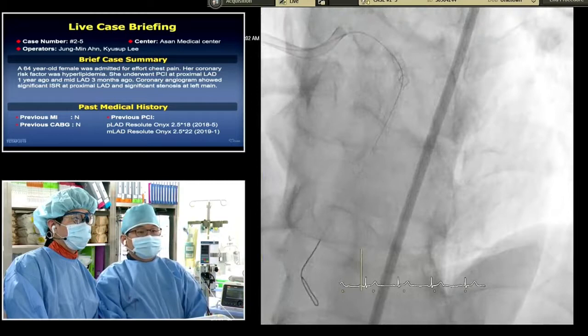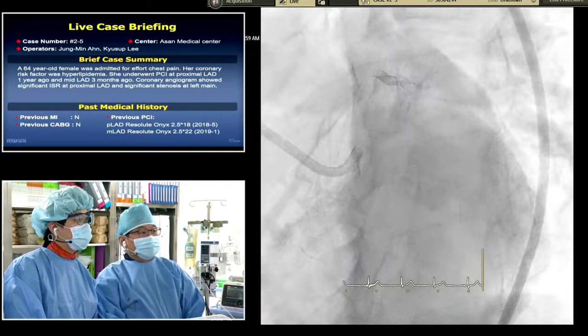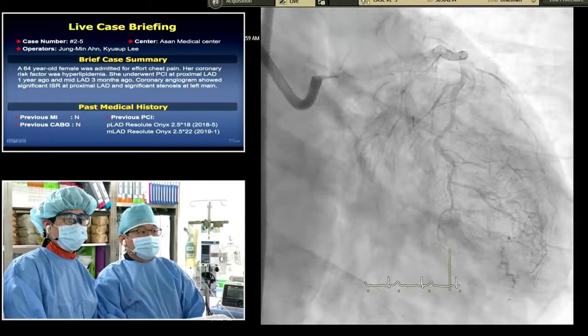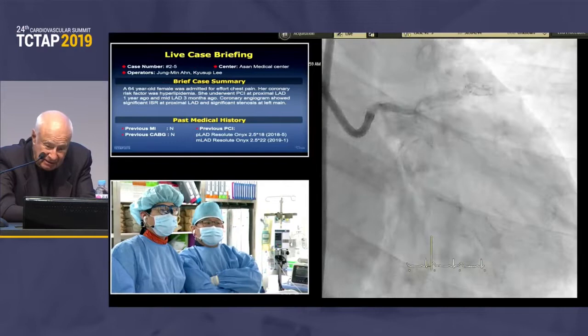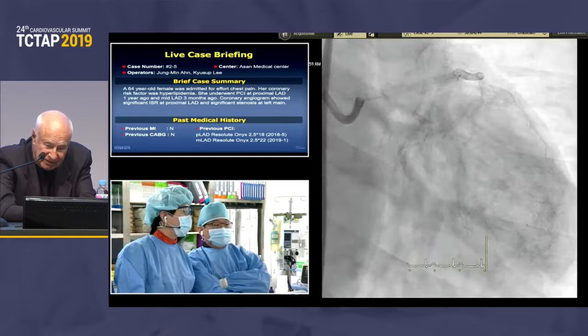Anybody on the panel? What are you going to do with this case? I have a comment. There's a big hunk of calcium extrinsic to the artery. When you do IVUS, you may or may not see so much calcium in the artery, but that hunk of calcium on top is keeping you from fully expanding your stent. And that should have been taken care of before they put the stent in.